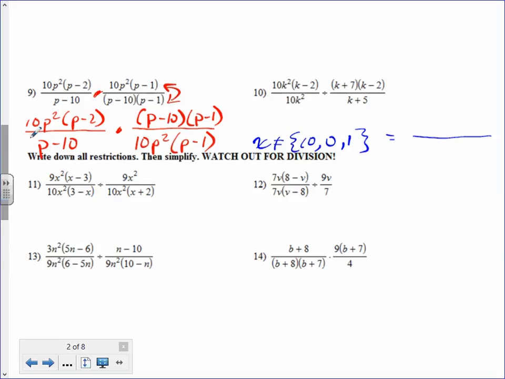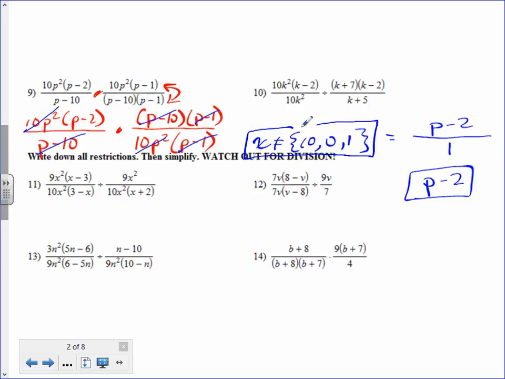That's a good problem. Now, 10p squared can reduce. Up, 10p. You can put that p minus 10, and that p minus 1. You live with p minus 2. P minus 2 over 1. What is p minus 2 over 1? Let me get the steps. 10p, 10p.